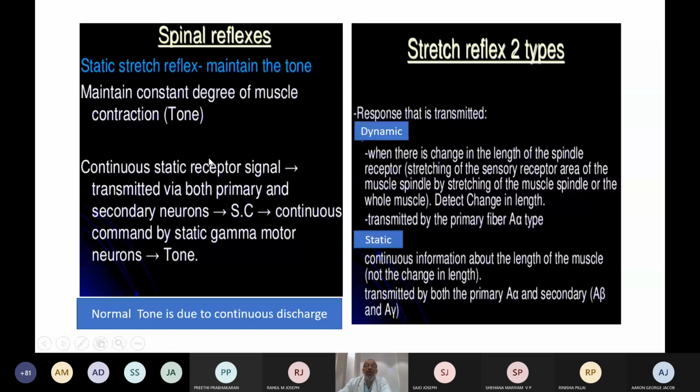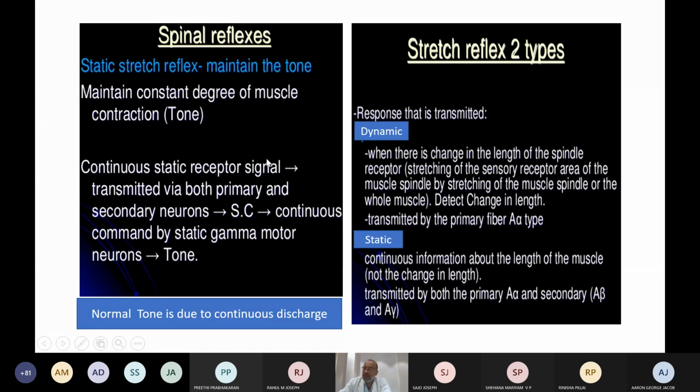Now, this is the thing we have highlighted already. Static stretch reflex helps in the maintenance of tone. Tone is the partial state of contraction of the muscle at rest. It is helping in maintenance of a constant degree of muscle contraction, which is referred to as tone. Normal tone is because of continuous discharge. So you have to know that.